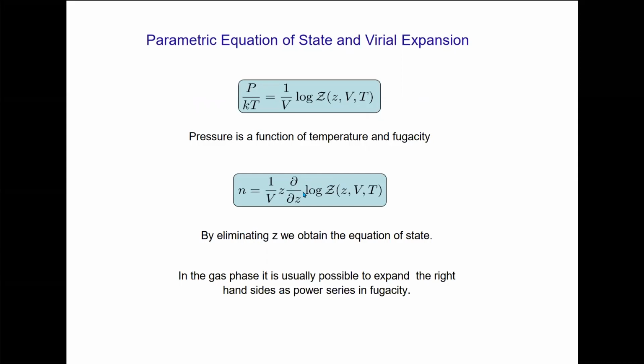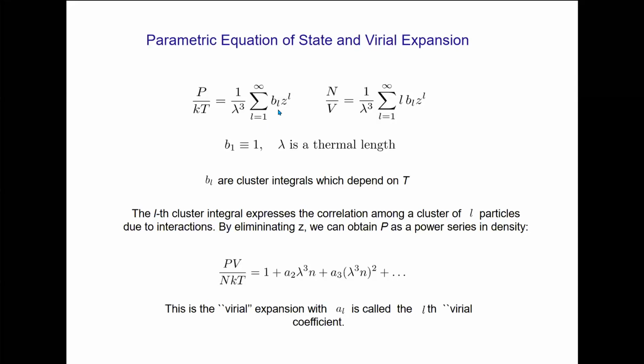And similarly, for the second expression, if you look back here, we need to take z d/dz of log Z. So we need to take the right-hand side of this expression, differentiate it with respect to z and multiply by z. When we differentiate this with respect to z, it will give us l times z to the l minus 1, and multiplying it by z, we get this. Okay. So these two expressions give us the equation of state.